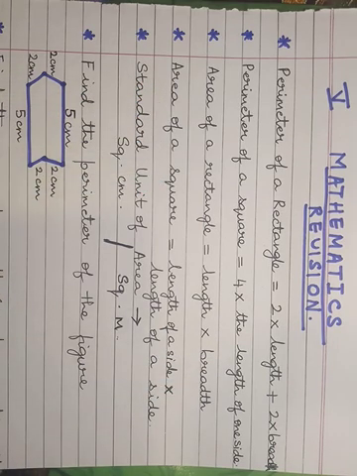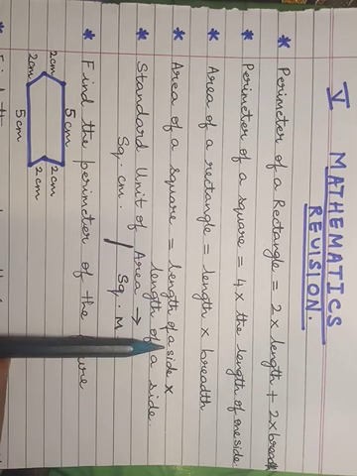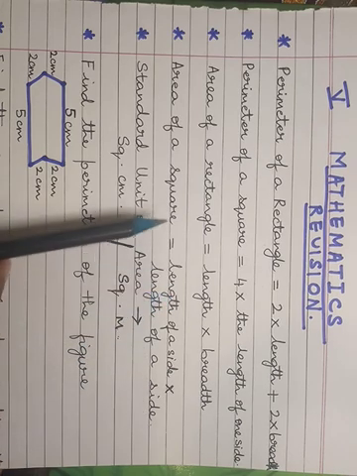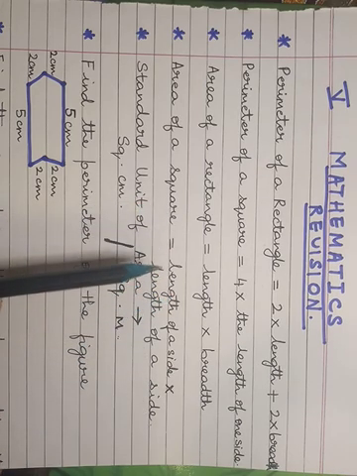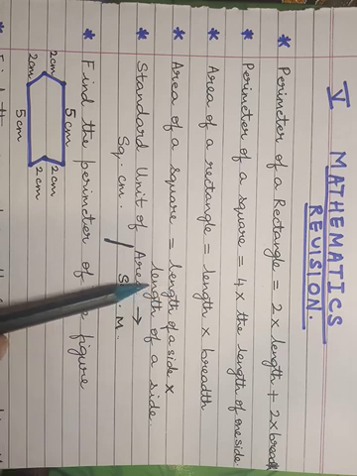Area of a square. Area of a square is equal to length of a side multiplied by the length of the side. So you have to multiply the length 2 times. Remember, in the area of the square, all the sides are the same length.